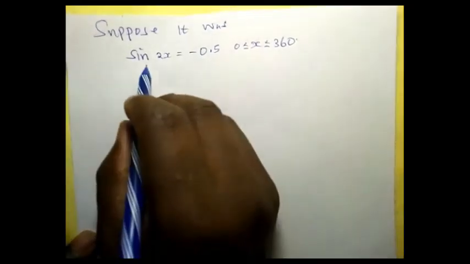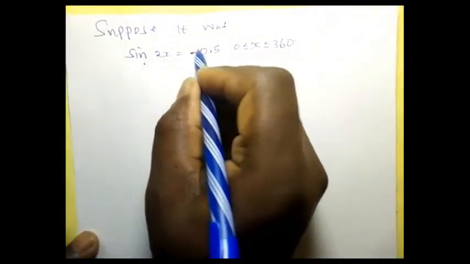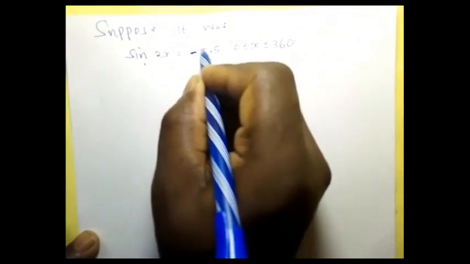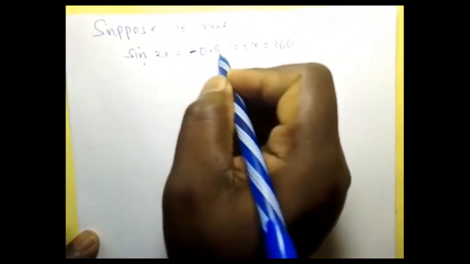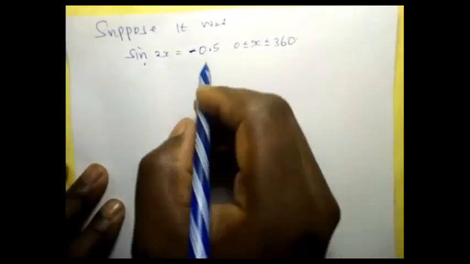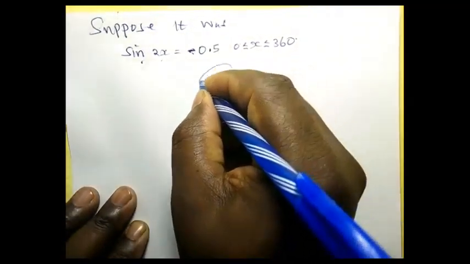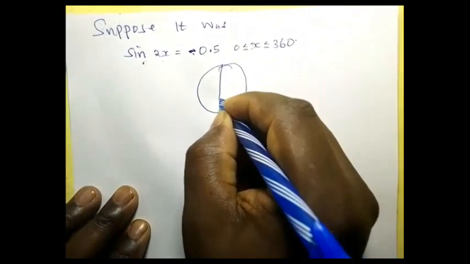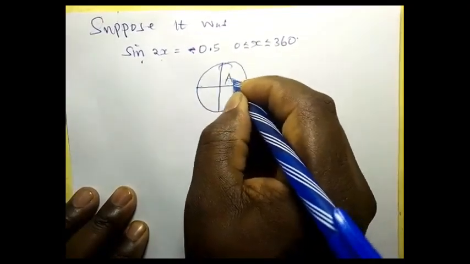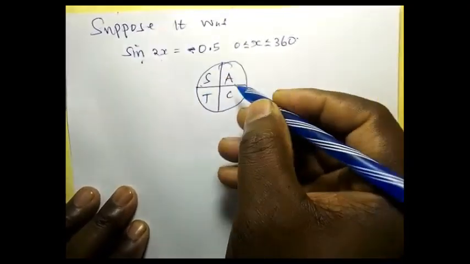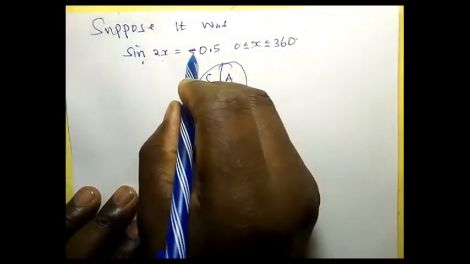Suppose it is sine 2x. Now our sine here is negative 0.5. So I said if it is negative, it is telling you that the sine we want to handle here is the sine that is negative. So you don't bother with the negative.